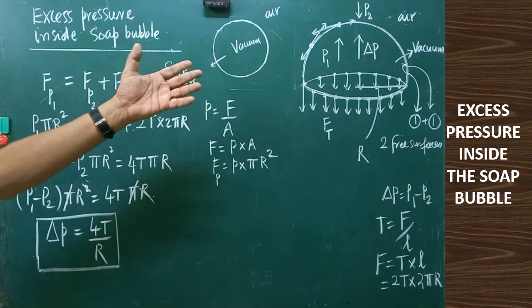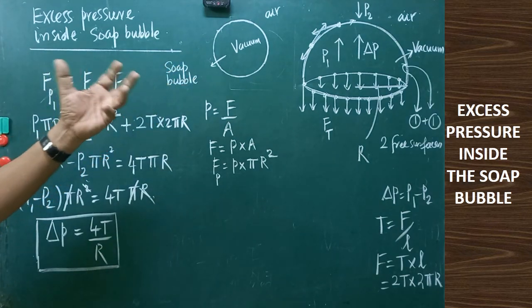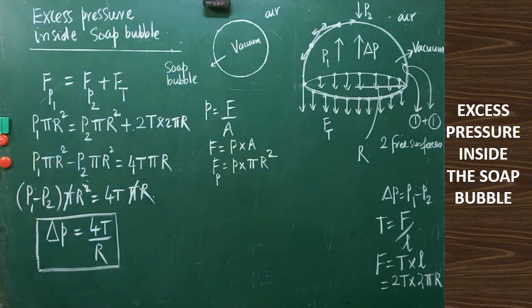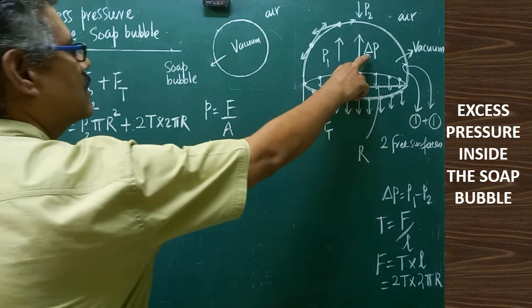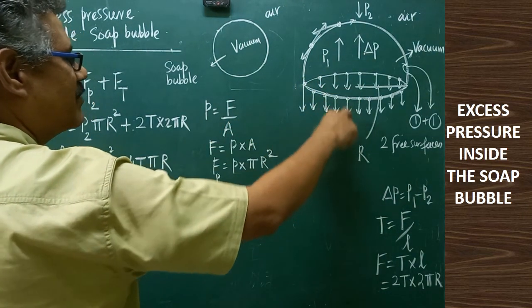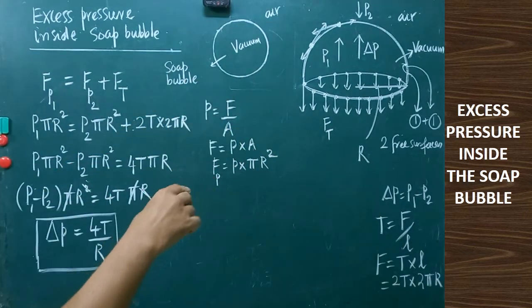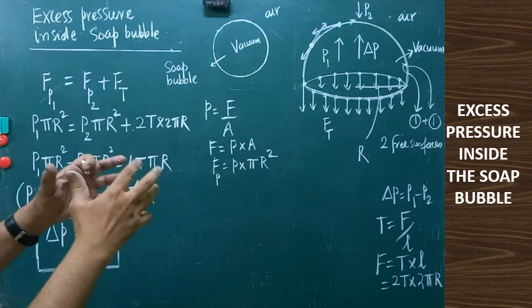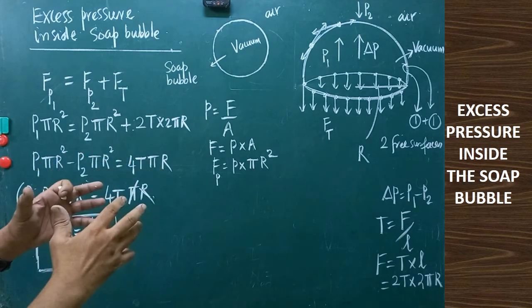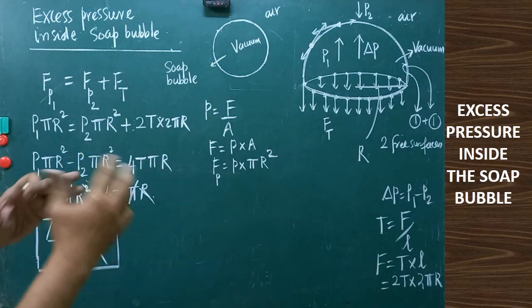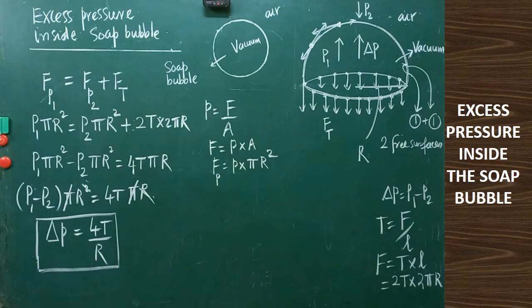To remind you, for the soap bubble to remain in spherical shape, how many forces are required? One is the force due to excess pressure and the other is the force due to surface tension. Both are acting in opposite directions. Both of them must be in equilibrium. Only then will the soap bubble remain in spherical shape. That is another concept. So this is the expression for excess pressure. I have derived the excess pressure in the case of a soap bubble, a liquid drop, and also an air bubble. Be thorough with all the expressions.